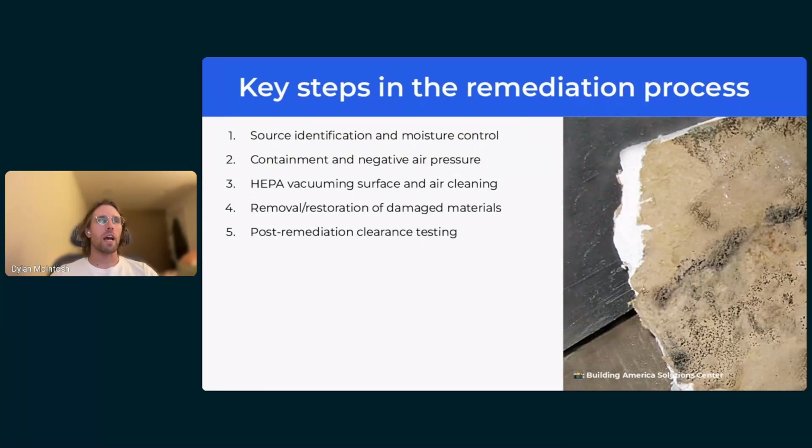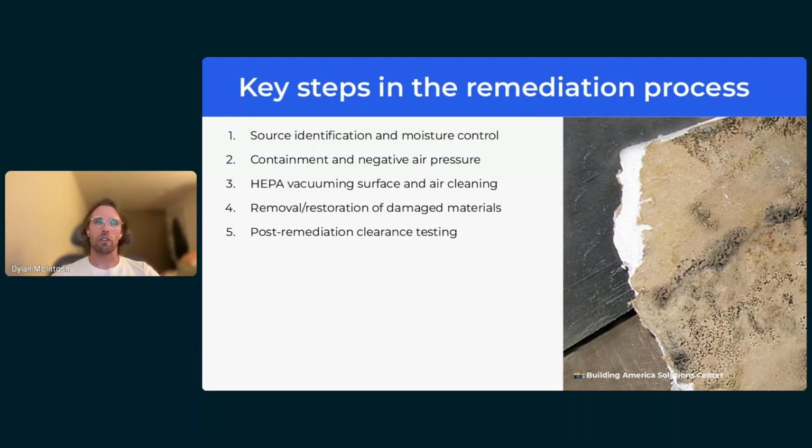The next step, now we're at step 4, is the actual remediation step. That's the removal or restoration of damaged materials, depending on the materials present and their porosity. Porous and semi-porous materials: porous being things like drywall, paper, cardboard, and fabric, semi-porous being things like wood. Many of those things will be removed and replaced.